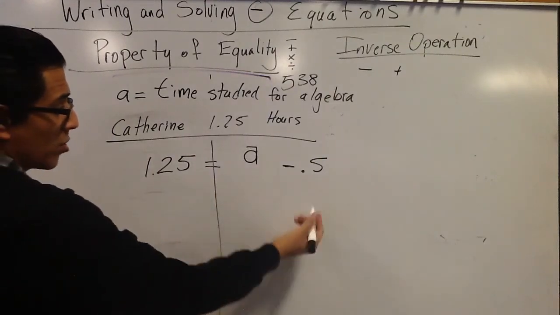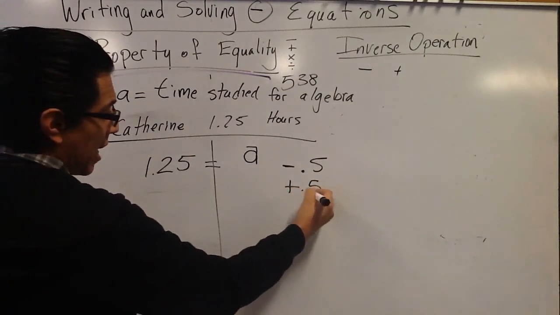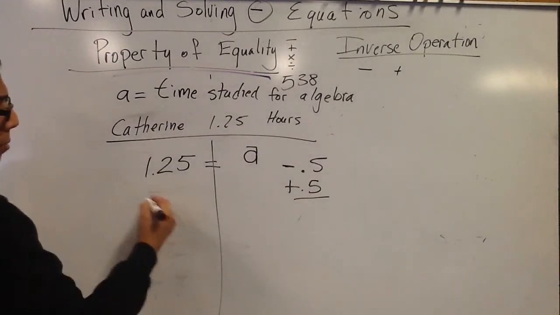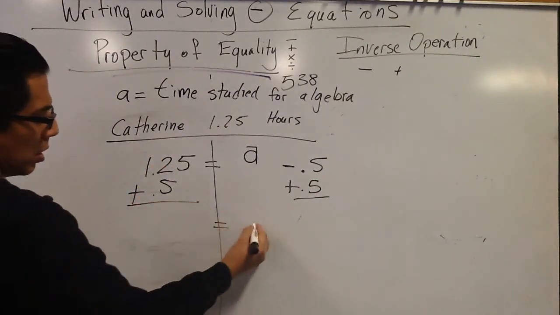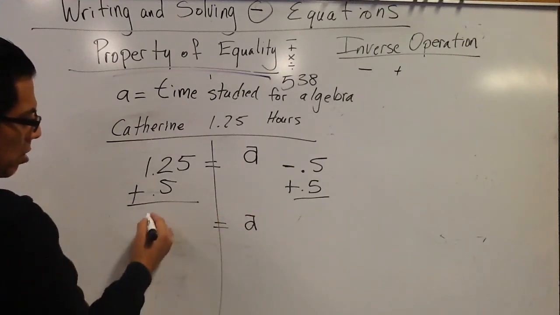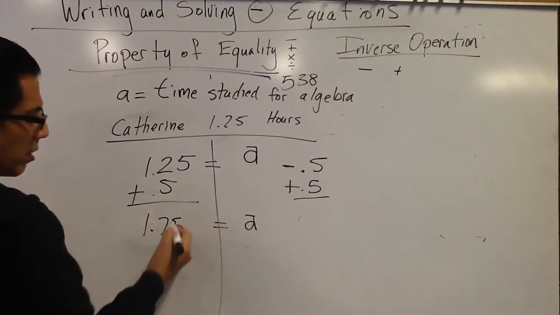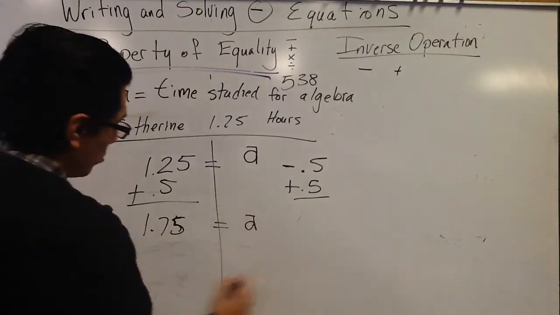Well, they're subtracting, so we need to do the inverse operation of adding 0.5. So therefore, I must add 0.5. Make sure you line up your decimals. A equals what? 1.75 hours. Now, don't be a fool.